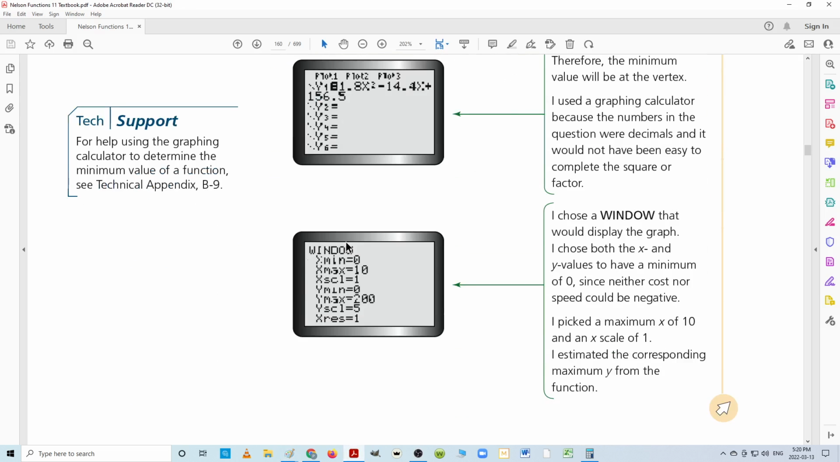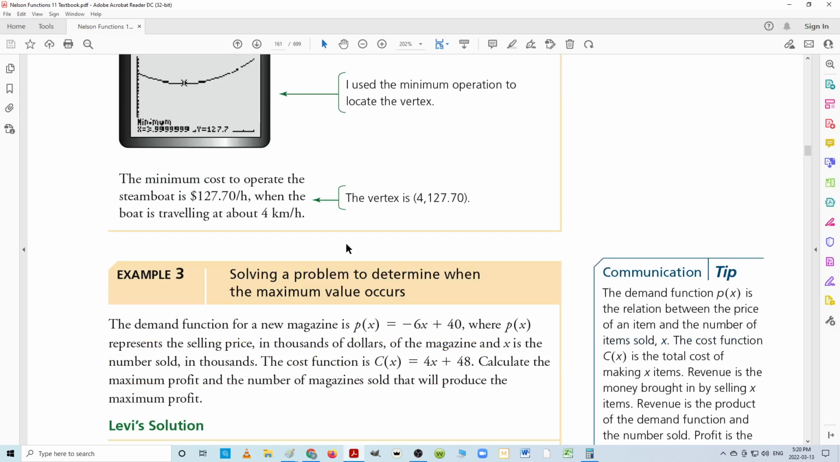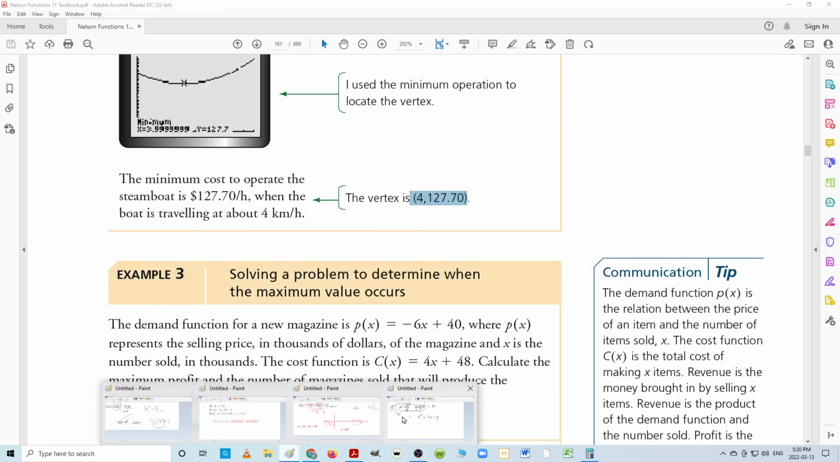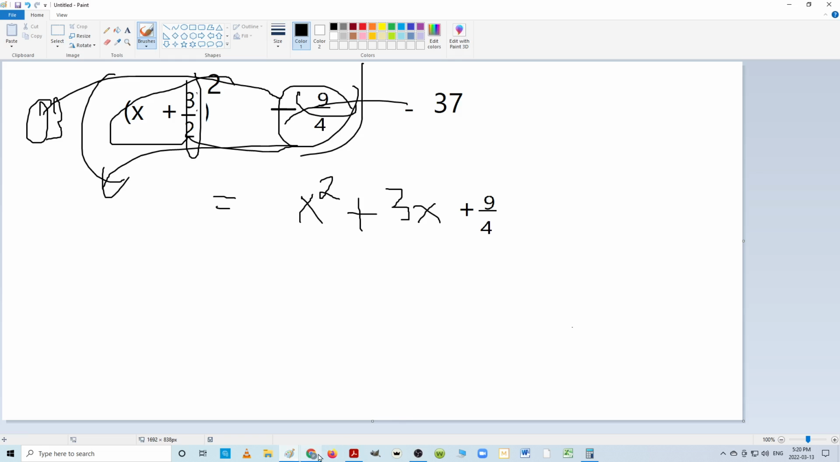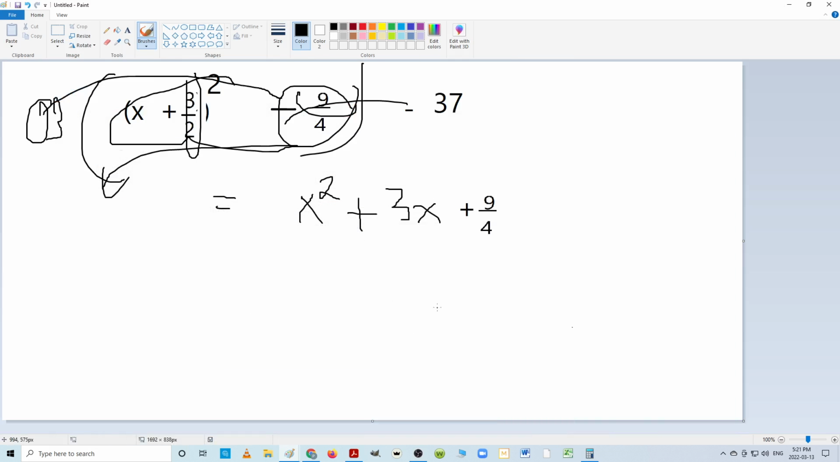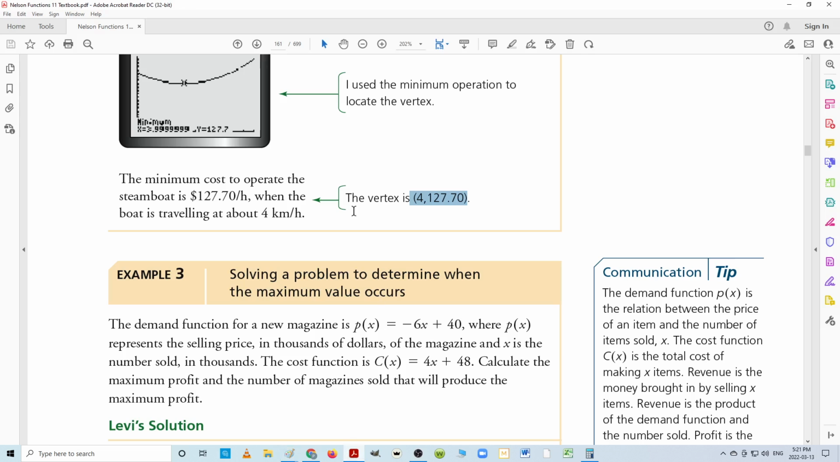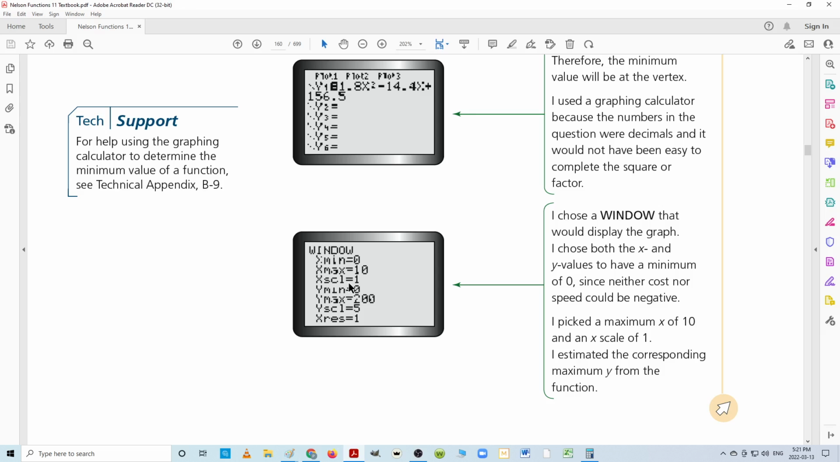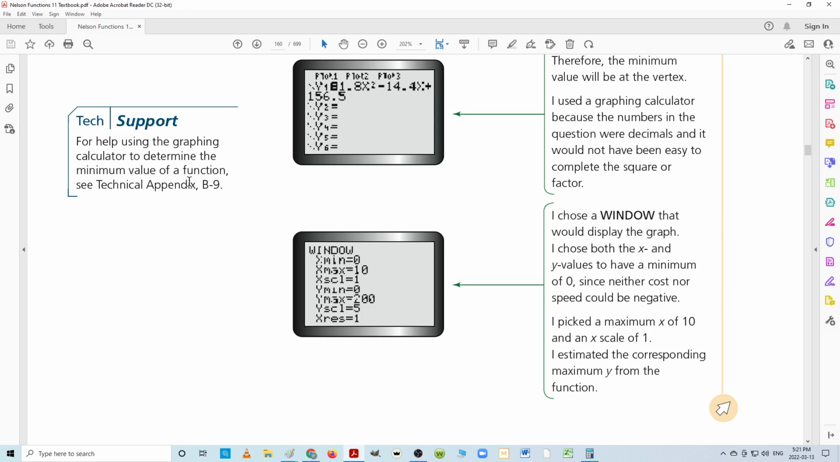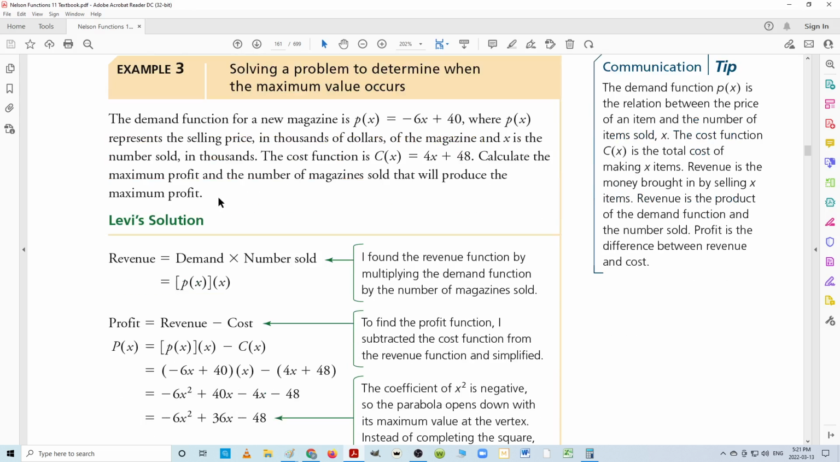Let's see if I came close to that. Let's see if they actually, yeah, there we go. Yeah, 127.7. So here they have it here. Right there. And they probably used a graphing calculator, so you could just throw it into Desmos.